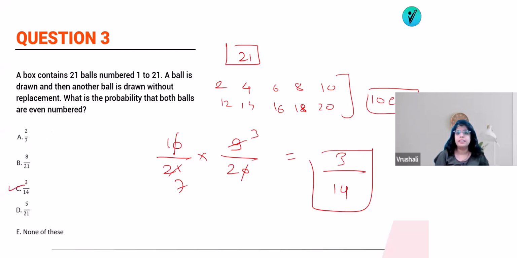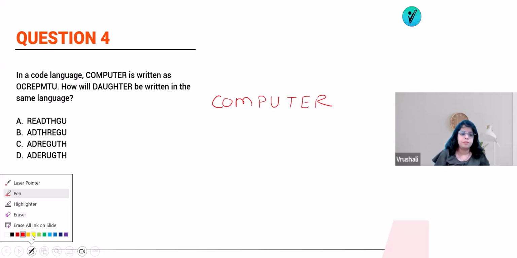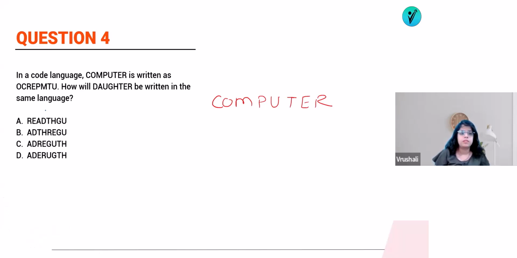That's it. Easier. Now let's solve the next question. You can see here is the question. What are they saying here? If in a code language, COMPUTER is coded as OC, that means O is here, C is here.